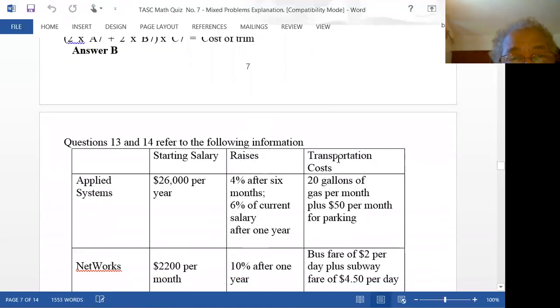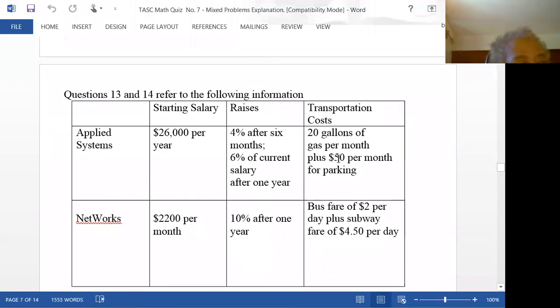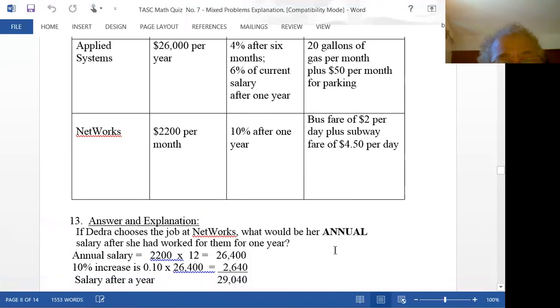Okay, now we have 13 and 14, which refers to this table of information. What happens is, in this problem, we have Deidre went on an interview and she has narrowed down her choices to 2 companies, and she's trying to decide which one is best for her. Notice you're given the starting salary, you're given the raises, and you're given transportation costs. Our first problem says, if she took the job at Networks, which is here, what would be her annual salary?